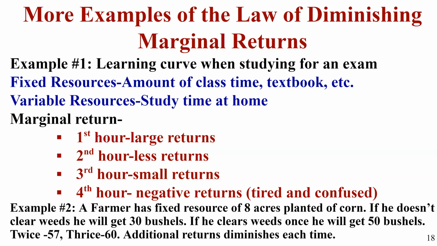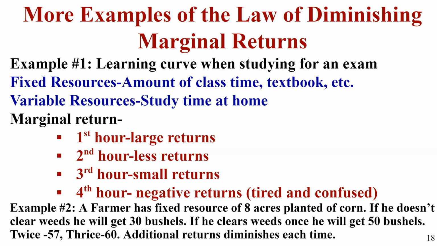Now, another example: a farmer has 8 acres of corn. He can clear weeds, and if he doesn't clear any weeds, he's going to get 30 bushels of corn. But if he clears weeds just once, through those 8 acres, he can actually get 50 bushels. He can get 20 bushels more than he got if he didn't clear the weeds. Seems cost effective, right? But if he goes through and clears the weeds twice a season, he's only going to get 57 bushels instead of 50. Not quite as profitable for him.